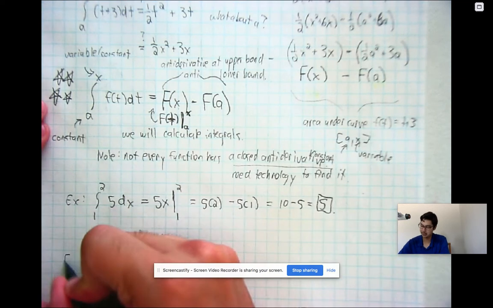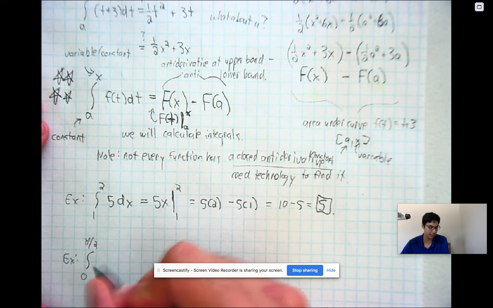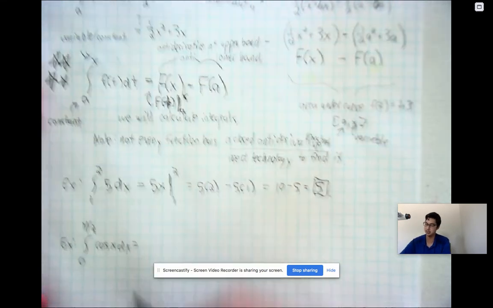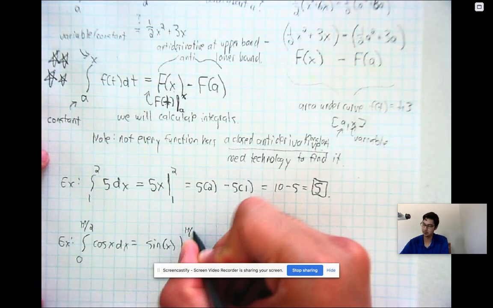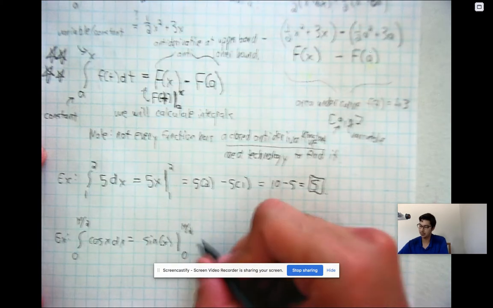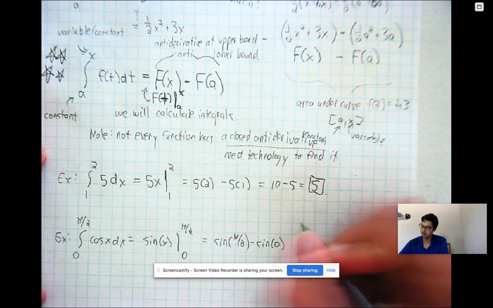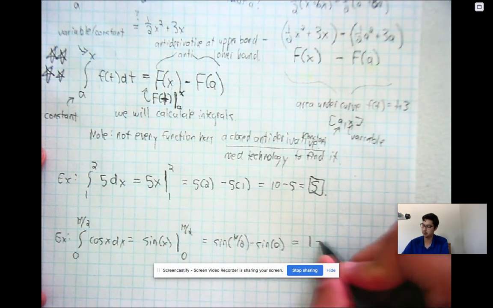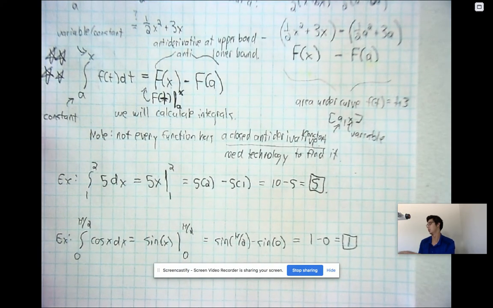Second example: say you look at the integral from 0 to pi halves of cosine of x dx. The antiderivative of cosine x is sine of x, and we're going to evaluate that from 0 to pi halves. So that's sine of pi halves minus sine of 0. Sine of pi halves is 1. Sine of 0 is 0. So this gives us 1. And that is how we use integrals and antiderivatives working together.